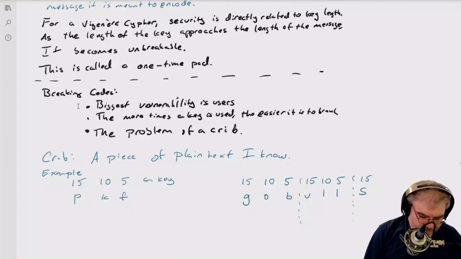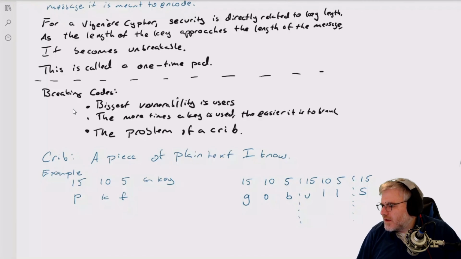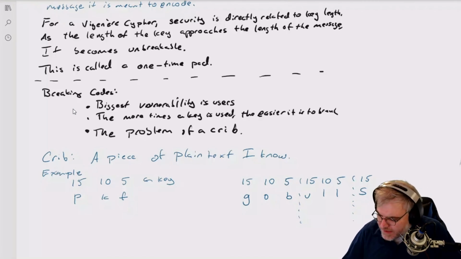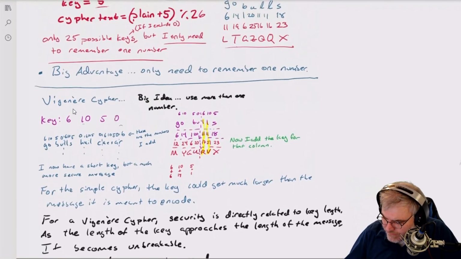So we do PK. So we do go Bulls. And we go to... there's our alphabet. Do that. And our key is PKF. All right, so I'm going to wind up with the ciphertext of VYGJVQH.